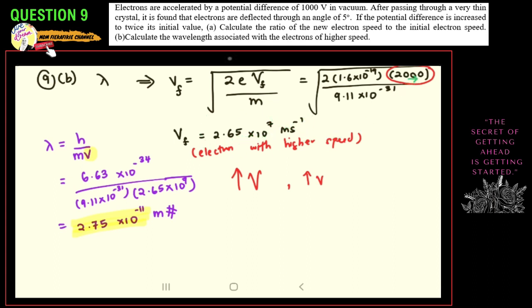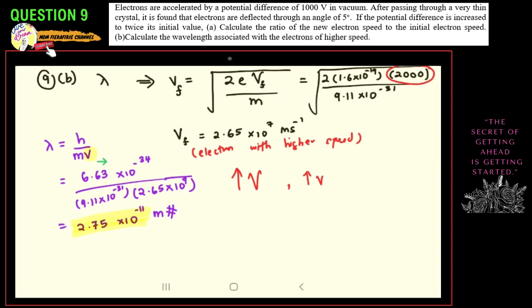Okay, so kita boleh relate lah. If you can see here that the speed of the electron is directly proportional with the potential difference. So kalau potential difference yang kita guna lebih besar, that means the speed of the electrons akan lebih besar. Electrons tu akan bergerak dengan lebih laju. So sekarang dia nak wavelength yang untuk elektron yang bergerak dengan higher speed tadi.